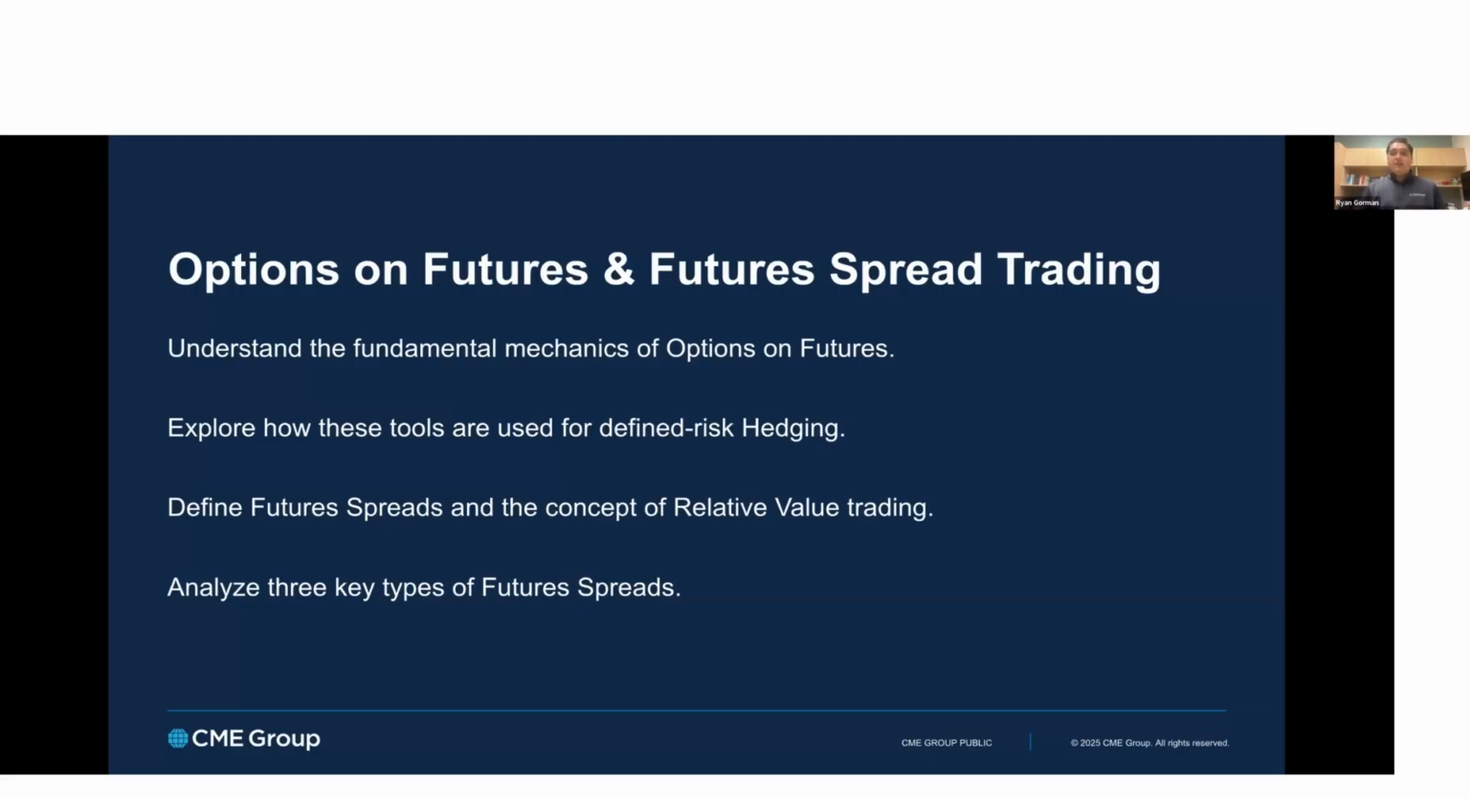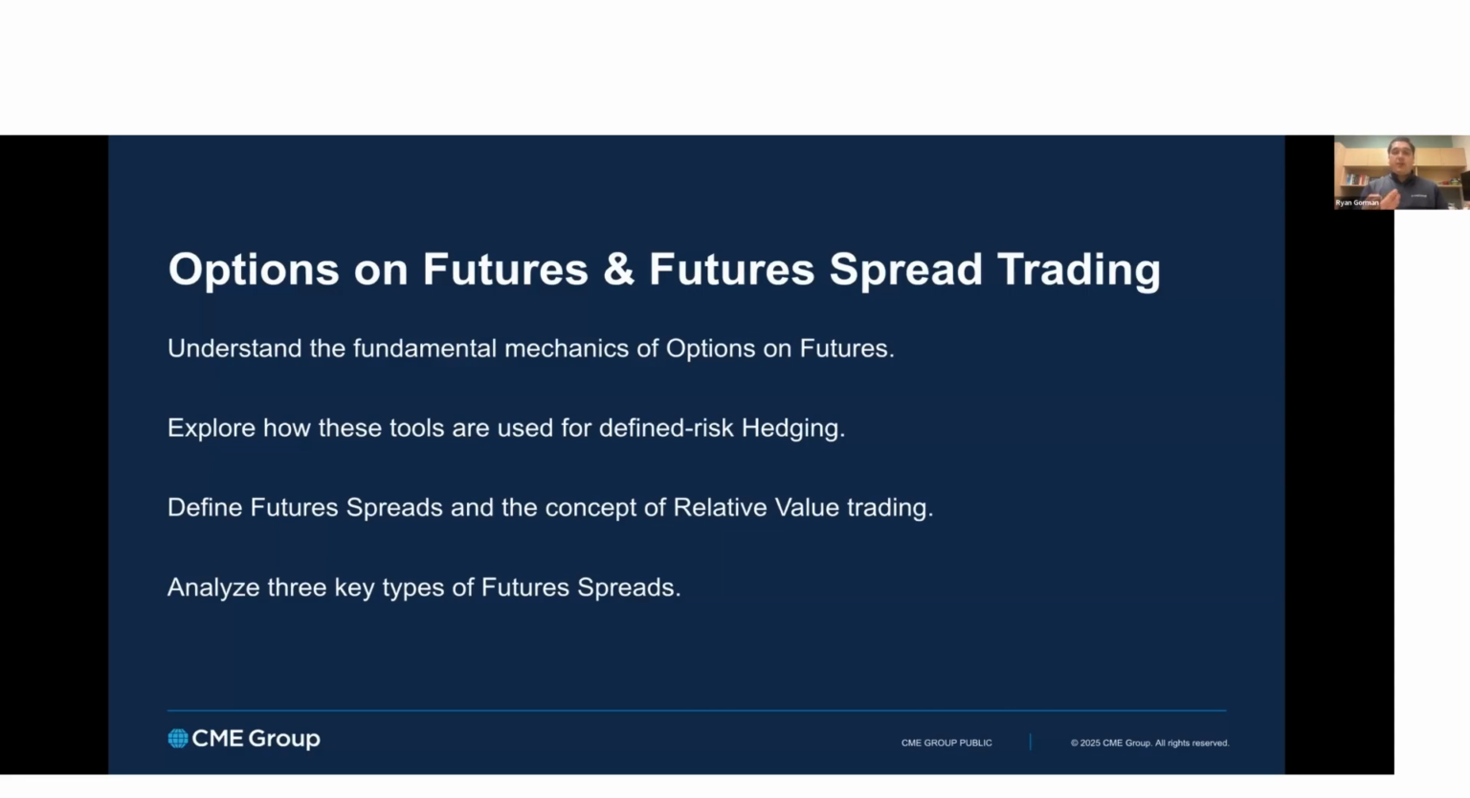So we're going to talk about the fundamentals, and we're going to talk about it from the producer side. Our example is going to be with a farmer, how they can utilize options to create price floors and price ceilings, exploring how these tools are used for defined risk hedging. Then we're going to define futures spreads and the concepts behind relative value trading. So he mentioned right at the beginning, if you think the S&P is going to outperform the Russell, you can do a trade that will represent that without just buying one and then selling the other. You can do it as a spread.